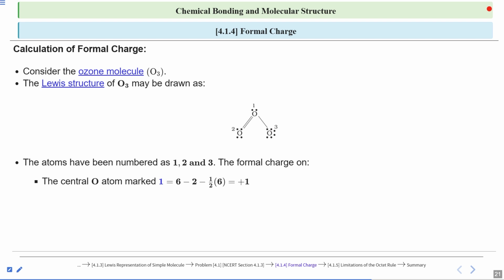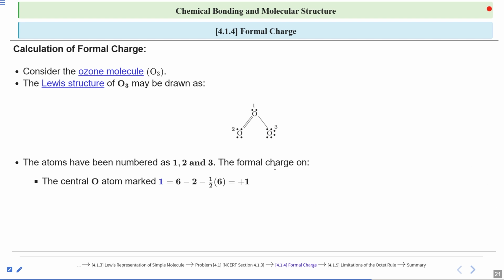Now try to calculate it for O2 and O3 also. I am giving you some time to calculate it. What will be the formal charge on O2 and O3? Just try to use this simple formula. Number of valence electrons, which will be the same for all three, minus the number of non-bonded electrons, minus half the number of bonded electrons. Then what would be the formal charge on O2 and O3? I'm giving you approximately 10 seconds to think about it. Okay, the time is up.